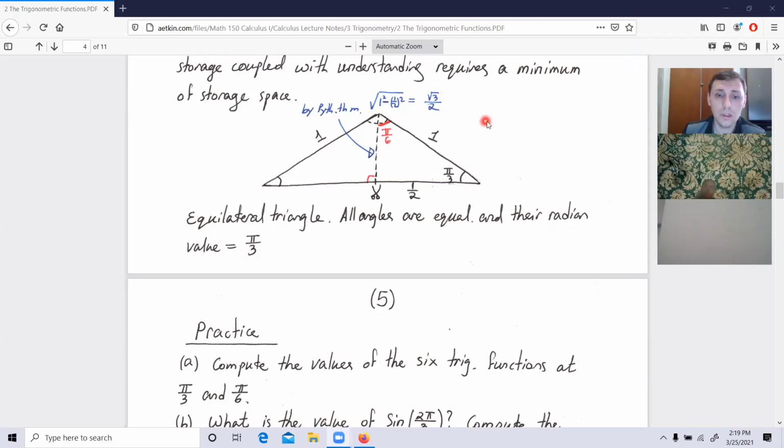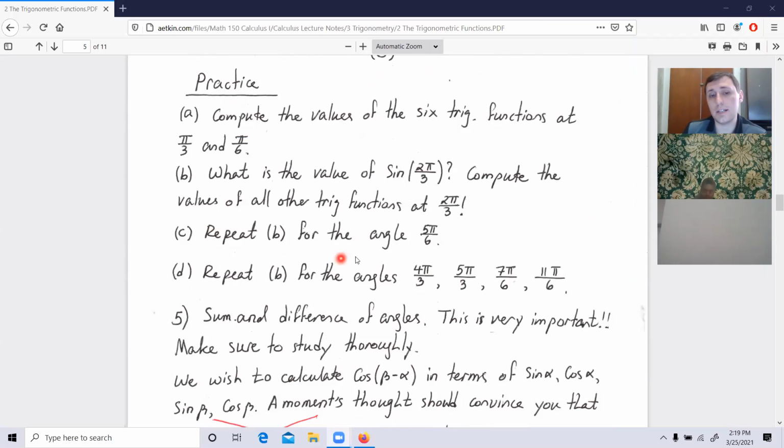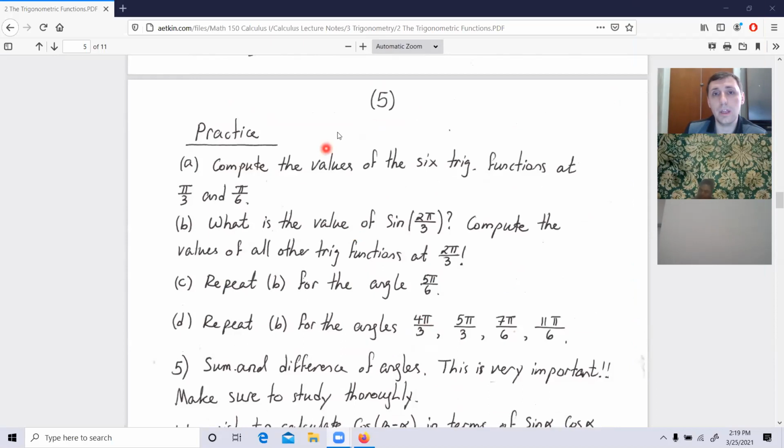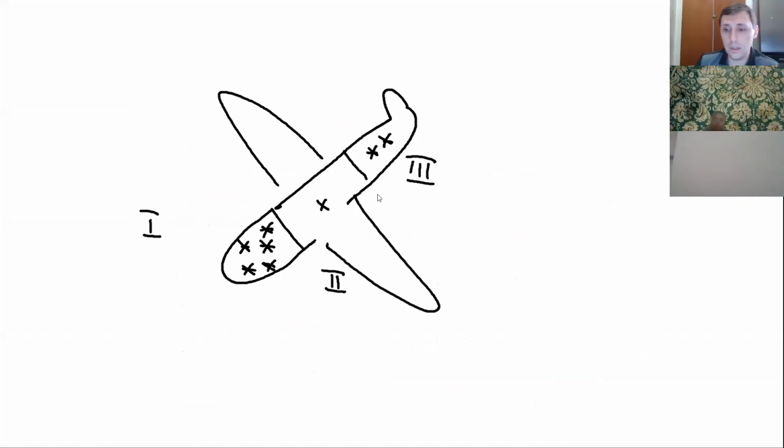Good. And so this is exercises where you calculate for all sorts of angles. You need to be comfortable with it. And now we come to a very important part of the lecture.